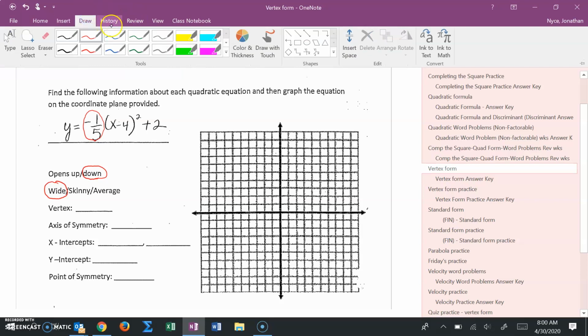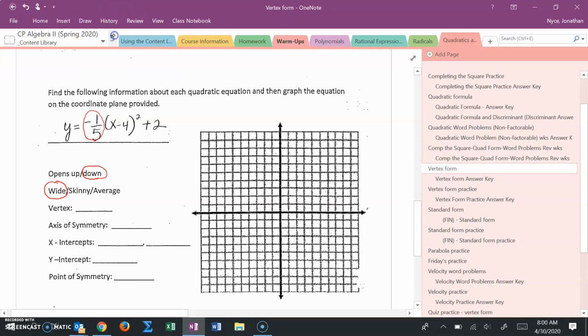And then because it's in vertex form, we can find the vertex by looking at the h value and the k value. The vertex is going to be (4, 2). Remember, whatever you see inside the parentheses, do the opposite of that. We see a minus 4, so the vertex is going to be a positive 4 for the x part. And whatever the k is, same. The axis of symmetry is going to be the line x equals the x part of the vertex.